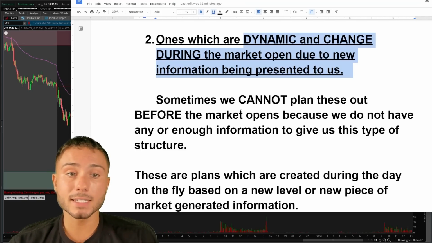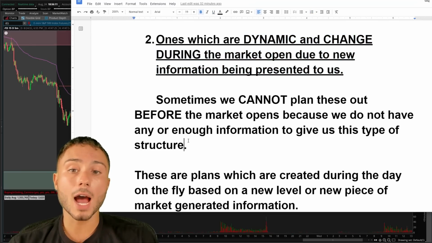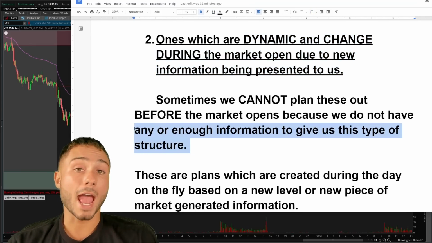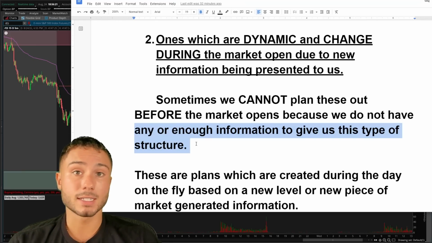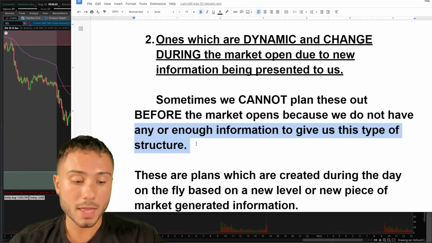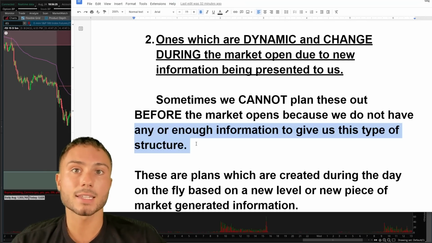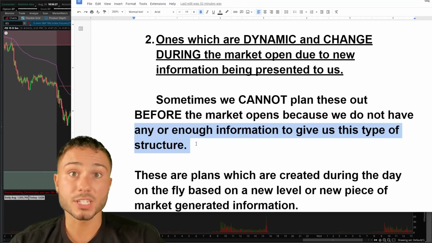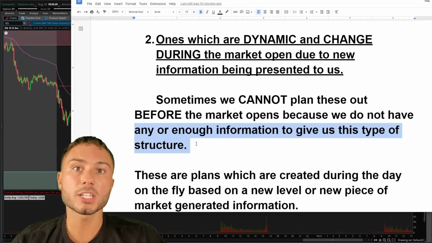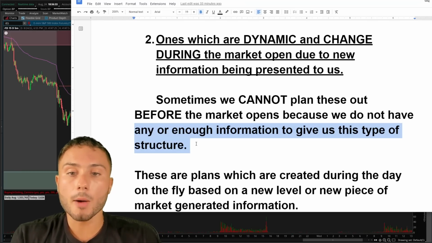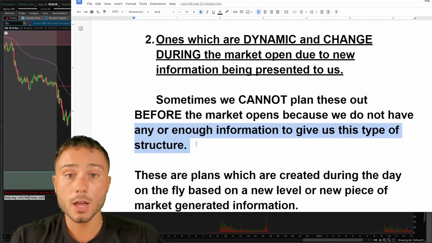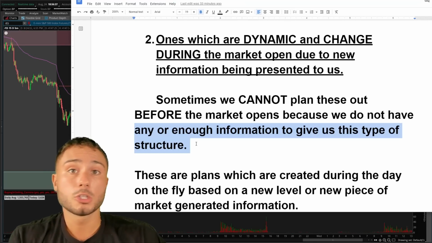We can't plan these out beforehand because we do not have the information, or just enough information, to give us the structure that we take a trade off of. It's just not there. The market is open 6.5 hours a day, and during that 6.5 hours, it's always presenting new information. How we perceive this information is how we speculate a trade. That's how the market works. We can't predict. I don't wake up and say, okay, I'm longing right here because I think the market's going to go up 200 points.